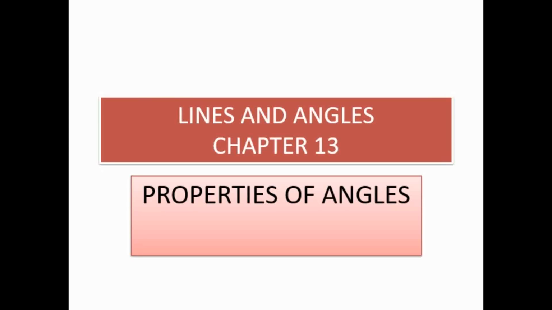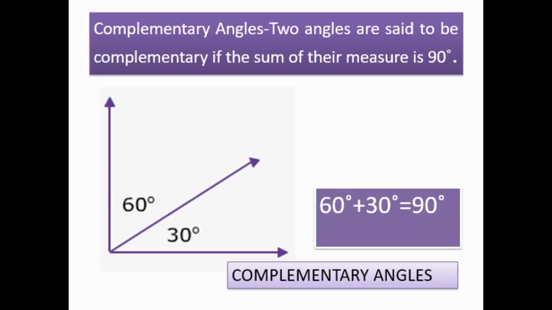Okay, today we begin the first chapter of geometry, that is lines and angles, chapter 13. Now last year you have already studied about different kinds of angles. This year we will study about the properties of angles. Last year you studied acute angle, obtuse angle, right angle, straight angle. Now if you remember, the measure of a right angle was 90 degrees.